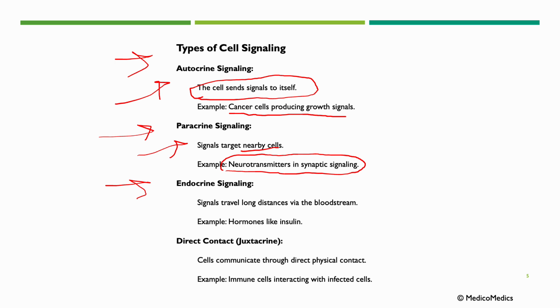Then we move on to endocrine signaling, where signals travel long distances via the bloodstream. Examples include hormones like insulin. And then we have direct contact, or juxtacrine signaling, where cells communicate through direct physical contact. An example is immune cells interacting with infected cells. Now let's focus on how these signals are received by the cell through receptors.